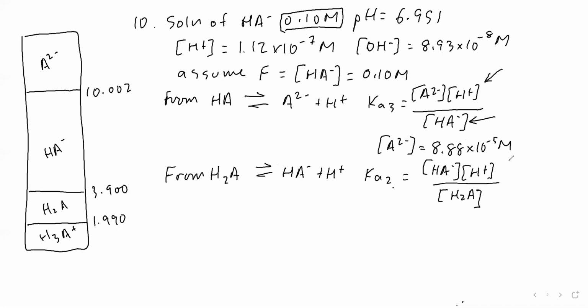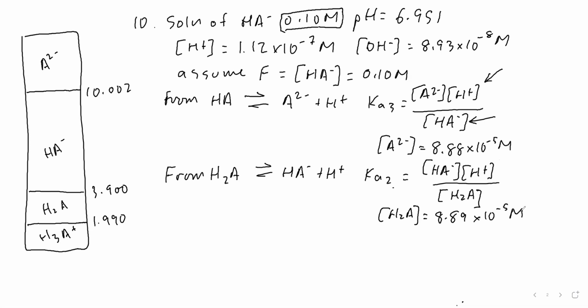And once again, we know 3 of the 4 values present in this expression. We know H plus from up above. We know HA minus from up above at 0.1 molar. We know Ka2, so we can solve for H2A. And when I did that, that value is 8.89 times 10 to the minus 5th.